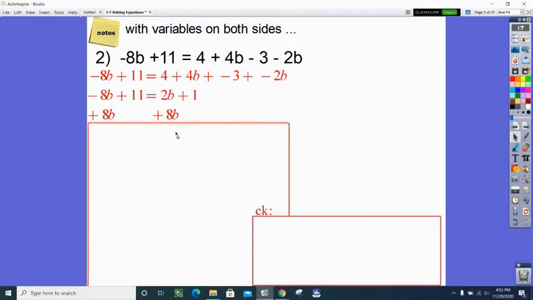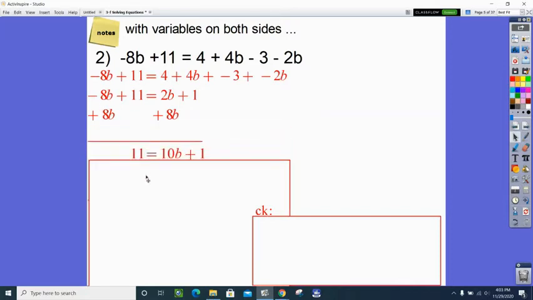Okay, so I started by adding 8b to both sides because I wanted to stay positive for the coefficient in front of the b. You could have subtracted 2b and still get the same answer. And if you did that, just hang on for a second and we'll see how you did. This makes a 0 pair, so 0 plus 11 leaves 11 on the left-hand side of the equals. 2b plus 8b makes 10b, and then the plus 1.